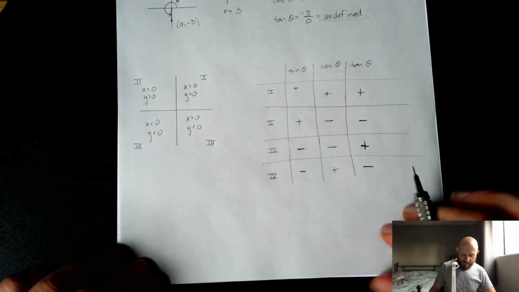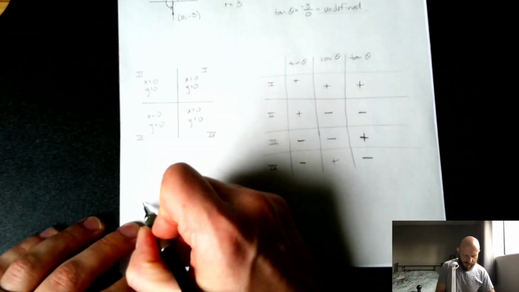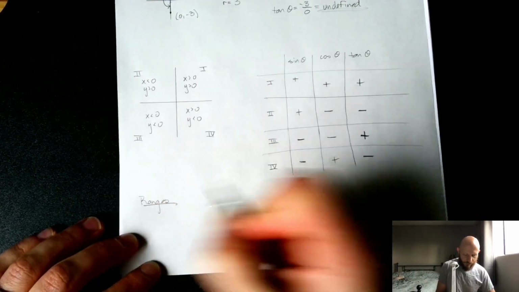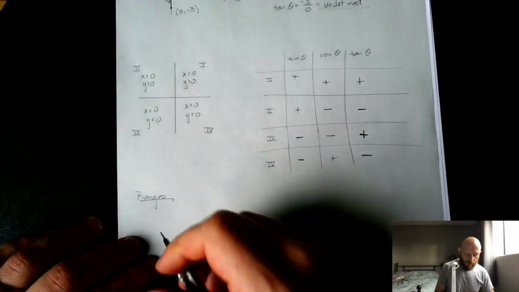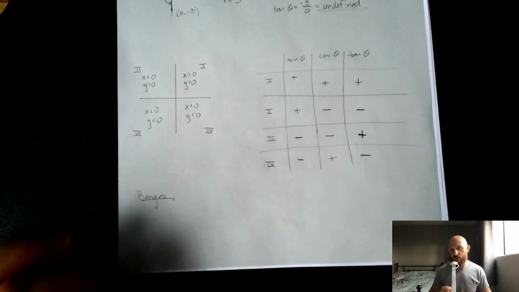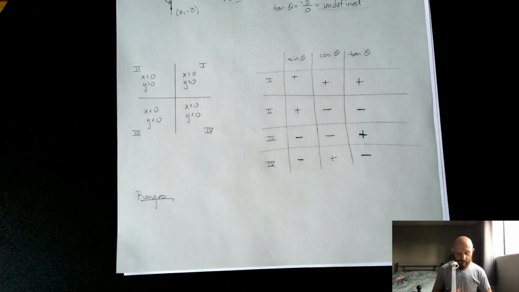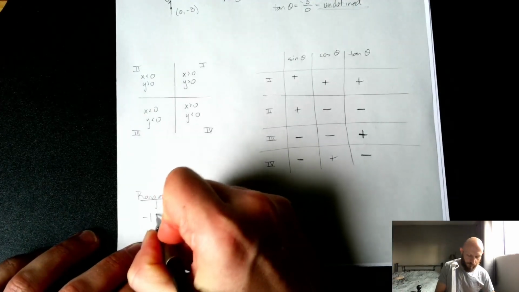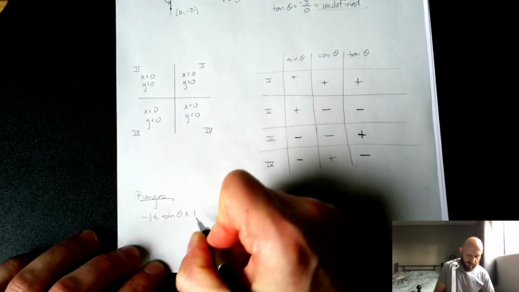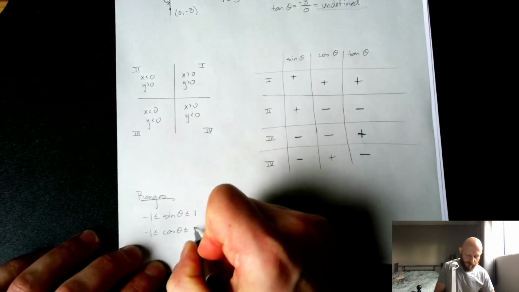The very last thing that I mentioned in this lecture, which I just stated as a fact, is the ranges of the six functions. Sine and cosine are between -1 and +1 inclusive. So -1 is less than or equal to sine theta, which is less than or equal to +1. And -1 is less than or equal to cosine theta, which is less than or equal to +1.